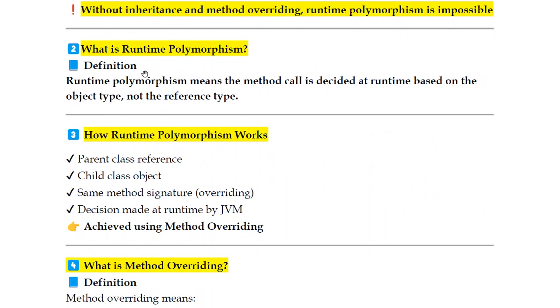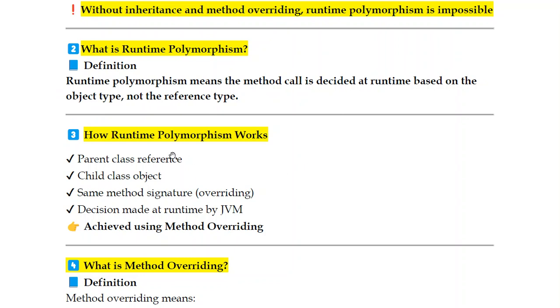First of all, you should know what runtime polymorphism is. Runtime polymorphism means the method call is decided at runtime. Very important, mark my word: the method call is decided at runtime, based on the object type, not the reference type. Many beginners make mistakes here, so kindly give high priority to this. Simply put, which method should execute at runtime is decided by the object type, not the reference type. I hope you are clear with this.